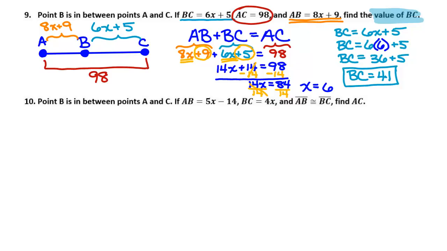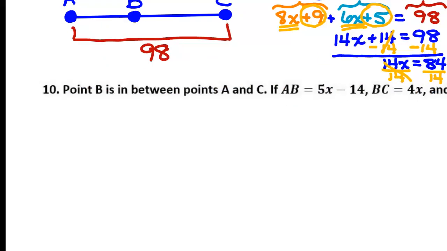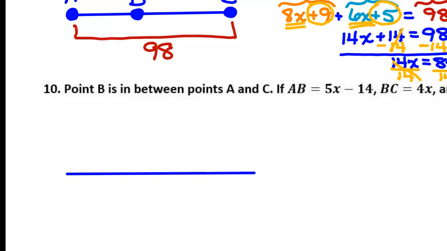What did they not do for us again? Yeah, they didn't draw us a line segment, so we need to go through and draw that in first. It's the first thing we're going to do. And what are the names of our endpoints? A and C, yes. A and C.